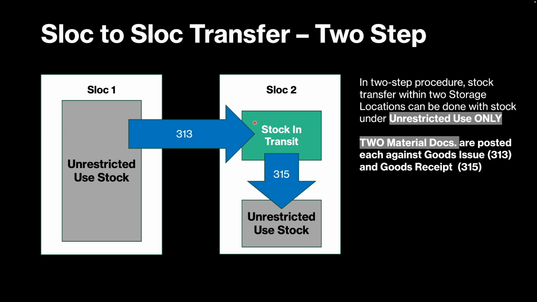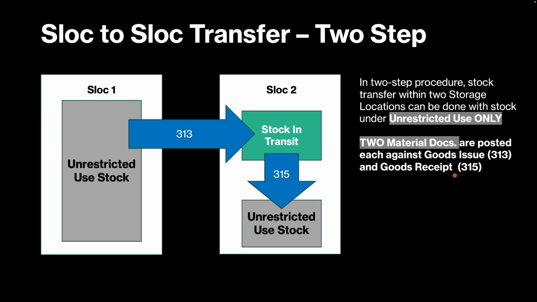So once the issuing warehouse sends the material, it can post movement type 313, and once the material is physically received in the receiving warehouse, it can post movement type 315. But you have to remember that this two-step process is only possible for stock type unrestricted use stock. And here you will have two material documents getting posted. For goods issue, that is 313 movement type, you will have one material document. And for goods receipt, that is 315, you will have another material document.